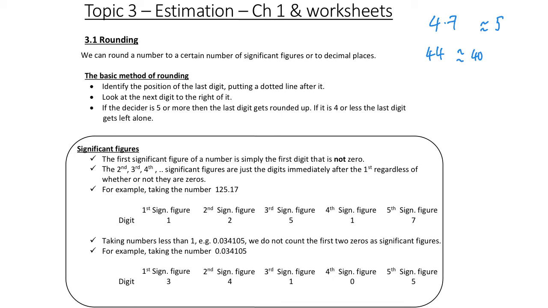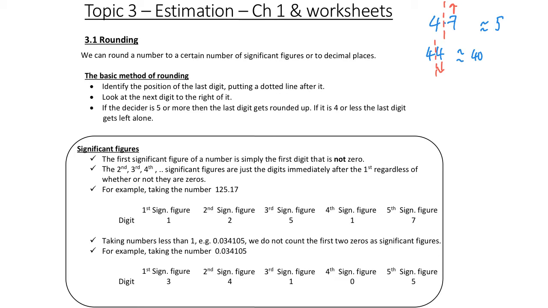And we know the basic method of rounding is essentially we identify the position of the last digit and we put a dashed line or a dotted line after it. We look at the next number and we decide if it's a 5 or more, it gets rounded up, otherwise it gets rounded down. So in 4.7, we'd put our dashed line in between the 4 and the 7. 7's bigger than 5, so that means we'll round up. So that's why we went to a 5. Similarly with 44, the 4 is less than 5, so that means we'll round down. So 44 gets rounded down to 40.